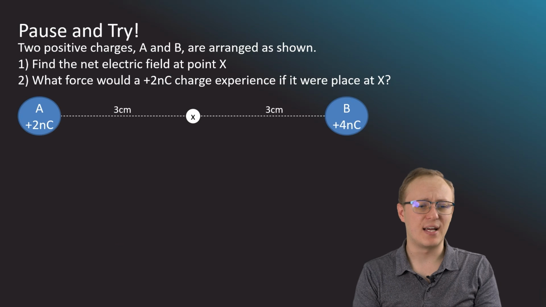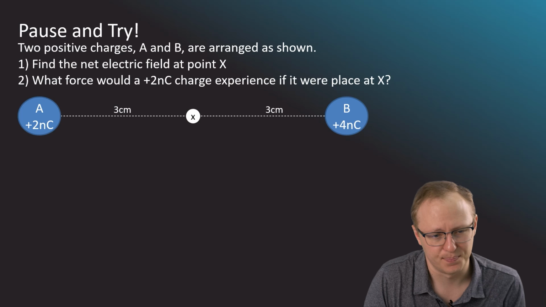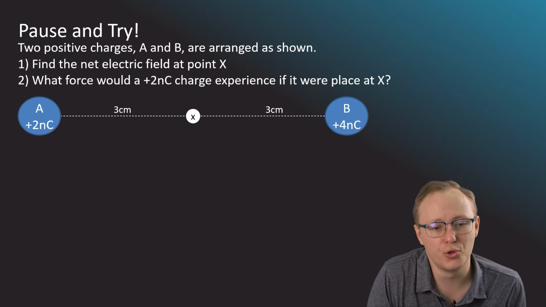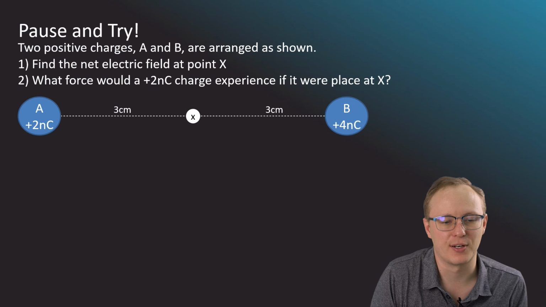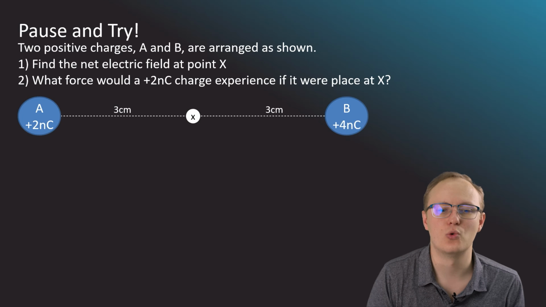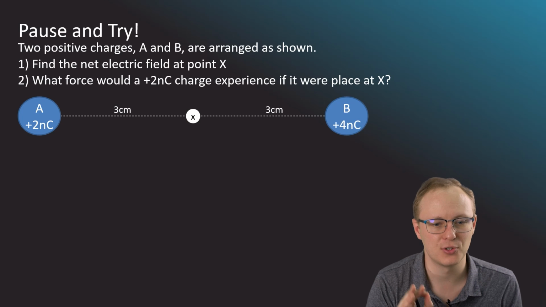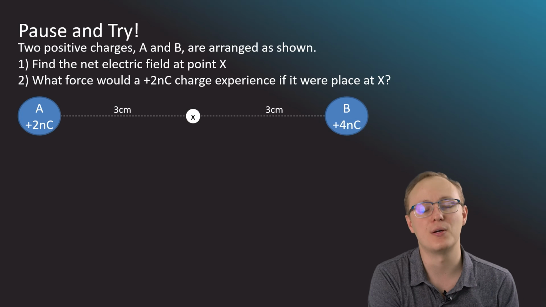Fantastic. So well done if you did give that a try. Let's see how it went. So we've got two positive charges, A and B, and they're arranged as shown. We want to find the net electric field at point X, okay? And then we want to know what force would a positive 2 nanocoulomb charge experience if it were placed at X.